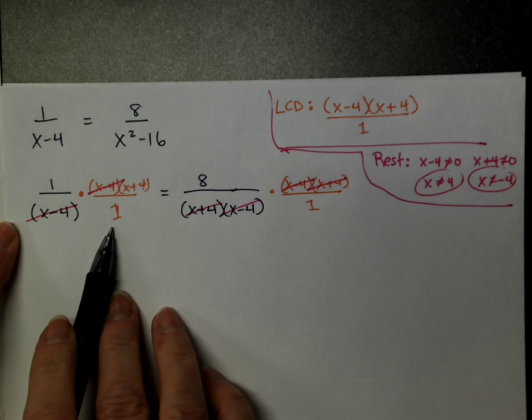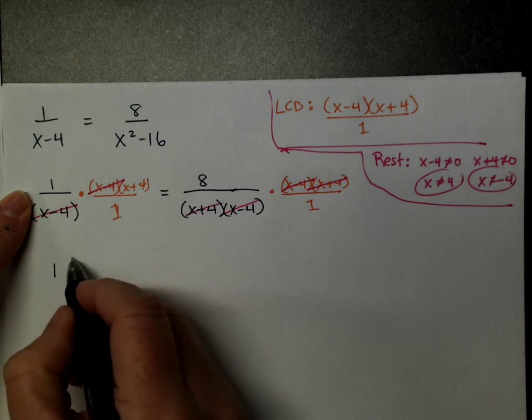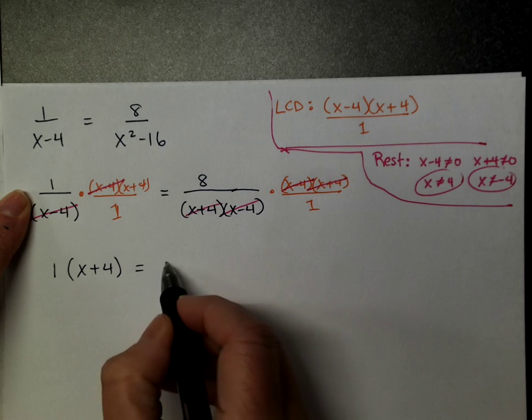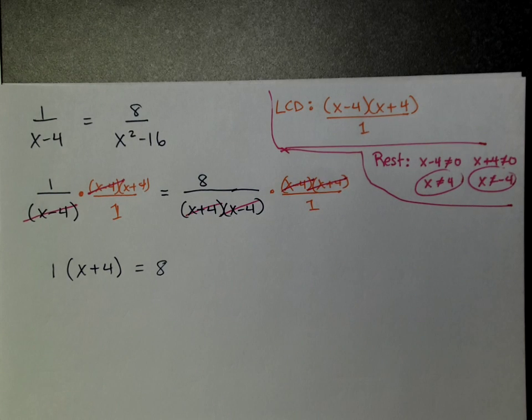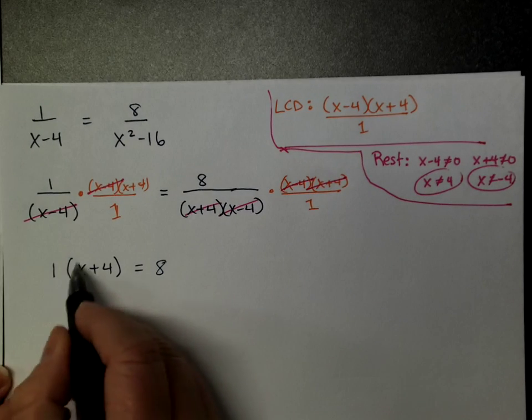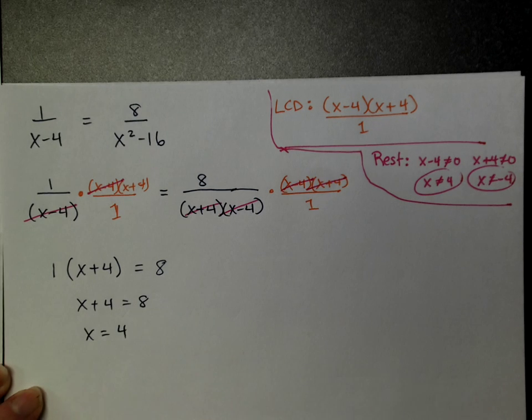What I'm lifting down here, this is all 1 on the bottom, so I've got 1 and then times x plus 4 is equal to 8. Wow, how beautiful is that? We went from a mess to no problem. Of course, there's nothing to distribute there. It's just x plus 4 equals 8, or x equals positive 4.